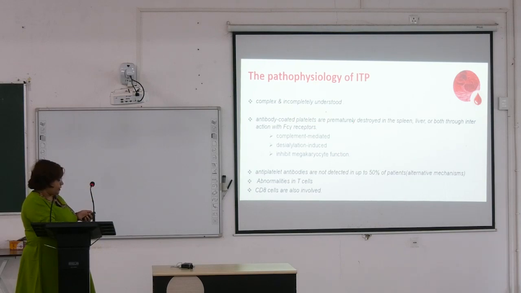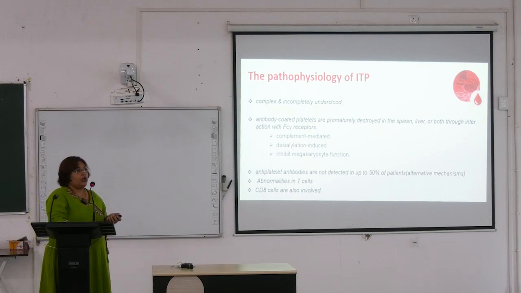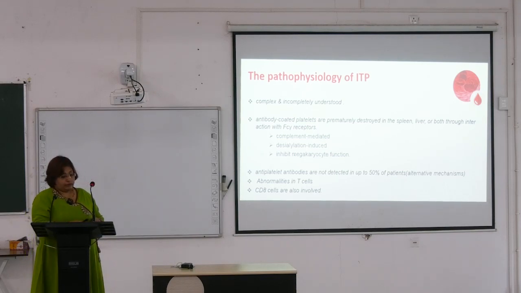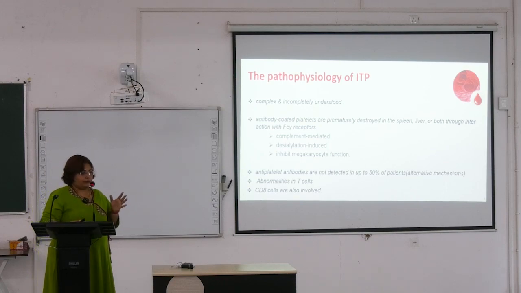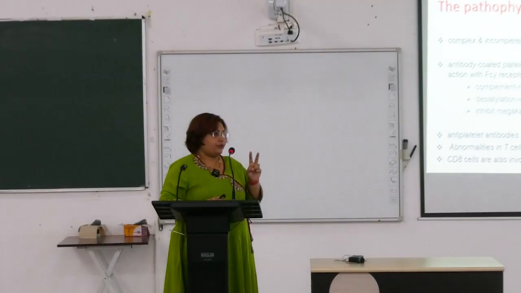The pathophysiology of ITP. It is not properly understood. You have already read about the structure of the platelet. The platelet has some glycoproteins on its surface. The two main glycoproteins are GP2B3A and GP1B9. These are the two main glycoproteins present on the platelet surface. And autoimmune antibodies, which are mostly IgG in nature, are formed against these glycoproteins.